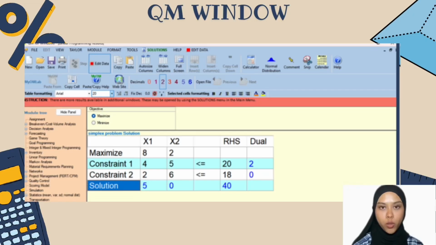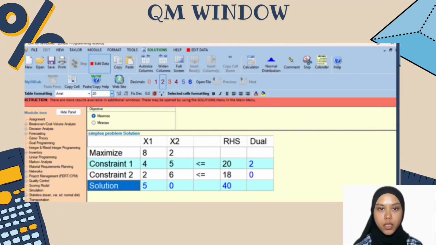For QM for Windows, I enter the same model as in the simplex method. The objective function is maximize Z equals 8x1 plus 2x2. The constraints are constraint 1, 4x1 plus 5x2 is less than or equal to 20. Constraint 2, 2x1 plus 6x2 is less than or equal to 18.